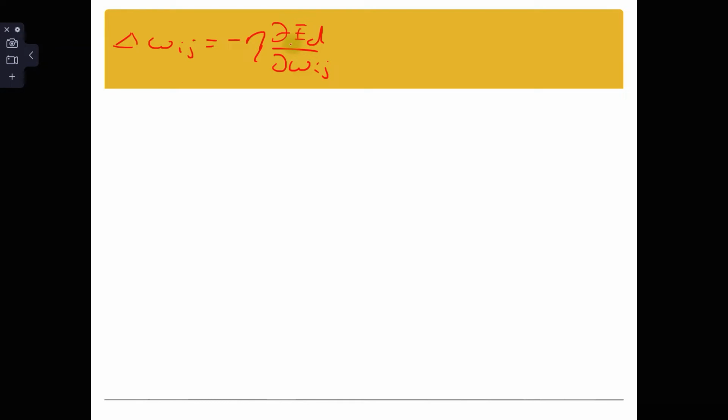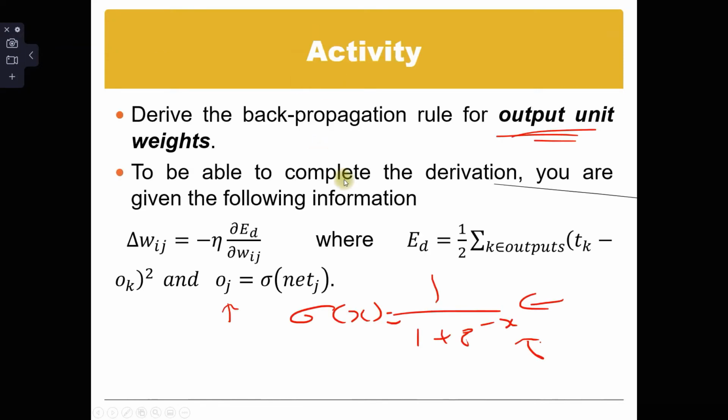Our next step is to work this out to be able to come up with the rule that I just showed you. The thing that you need to understand is that if we could differentiate ED with respect to wij, if we could apply this partial derivative easily, things would have been so straightforward. But here you have to be careful. We can't differentiate ED with respect to wij. Why? Because in the error term, there is no wij at all.